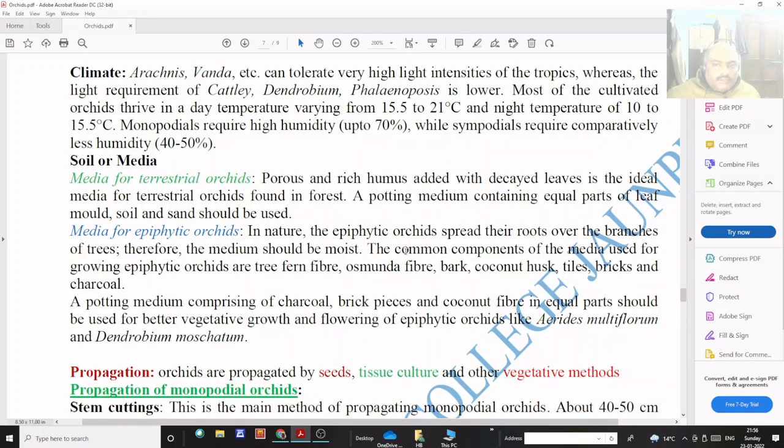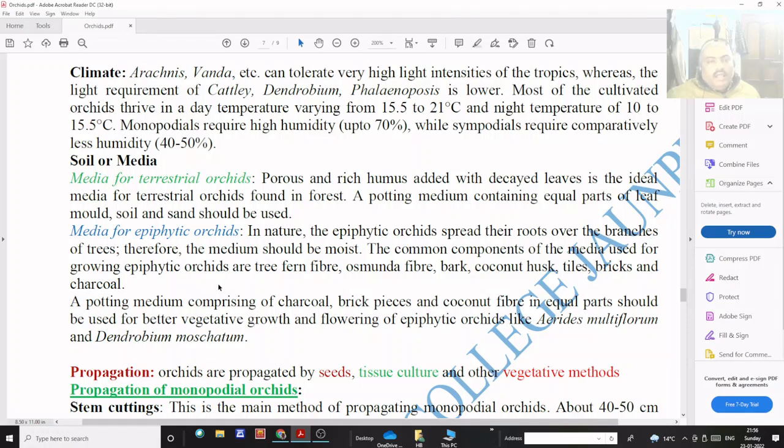Considering all these, the media for terrestrial orchids: porous and rich humus added with decayed leaves is the ideal media for terrestrial orchids found in the forest. A potting medium containing equal parts of leaf mold, soil, and sand should be used.